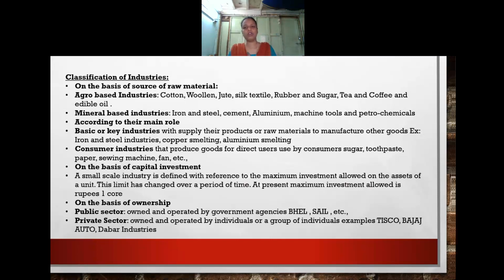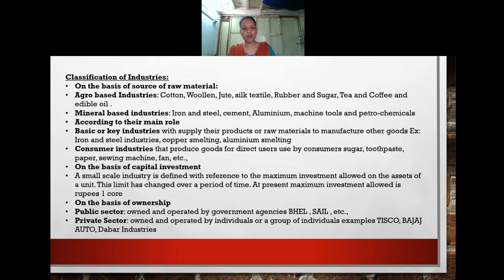Next one, based on ownership. You all know that some industries are set up based on ownership. We categorize them into four parts: one is the public sector, second the private sector, third the joint sector, and fourth the cooperative sector. So in these four categories, industries are divided on the basis of ownership.